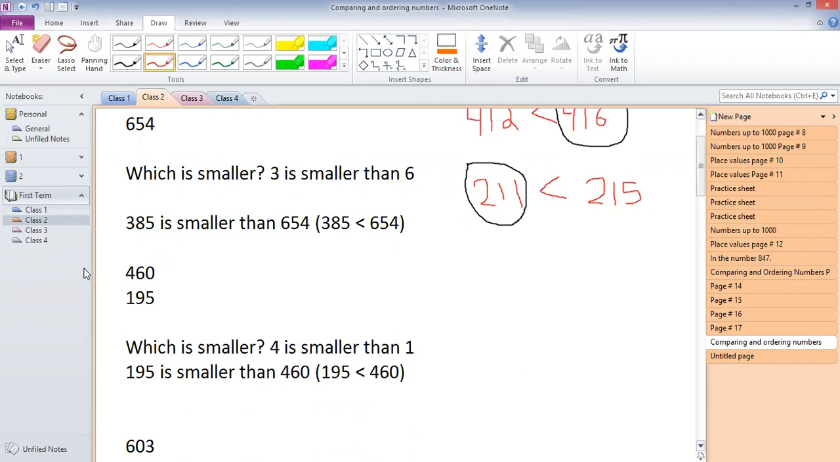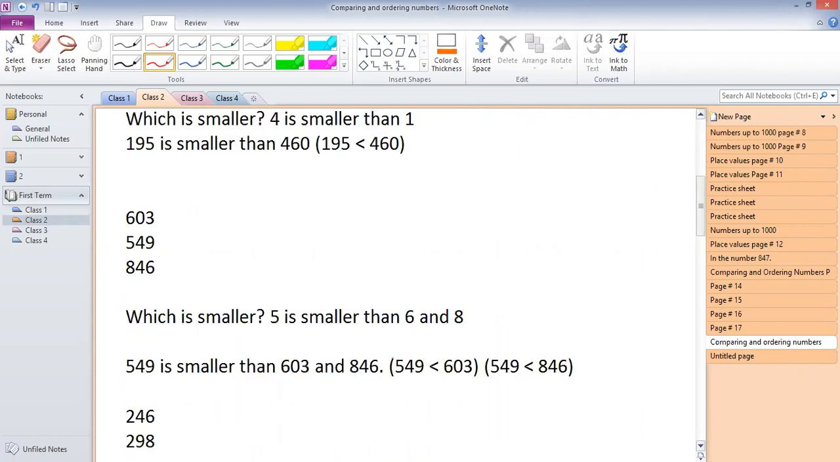Then we check the two numbers 460 and 195, which is smaller, which is bigger. So 400 here, 100 there. So 100 is smaller than 400. So 460 is bigger and 195 is smaller. So we write 195 and we put that sign: 195 is less than 460. Why this sign? Because its mouth should be open in front of a bigger number. So you can see that its mouth is open in front of 460.